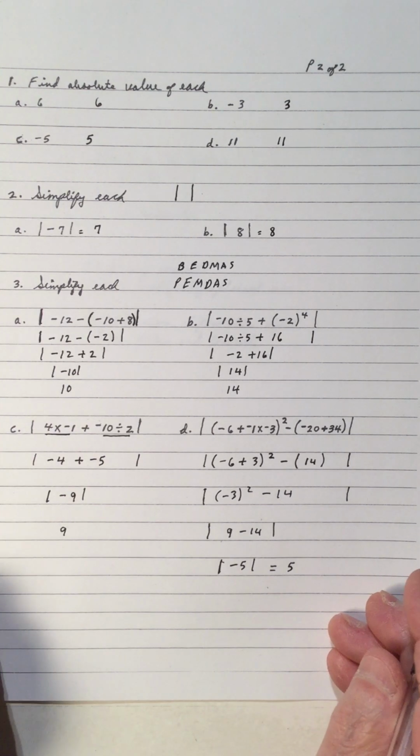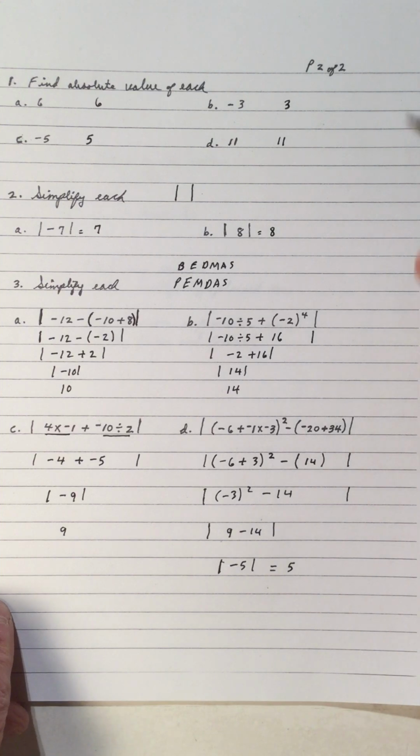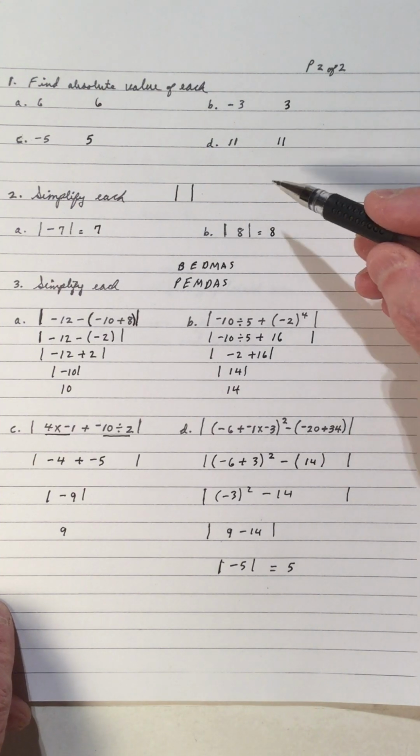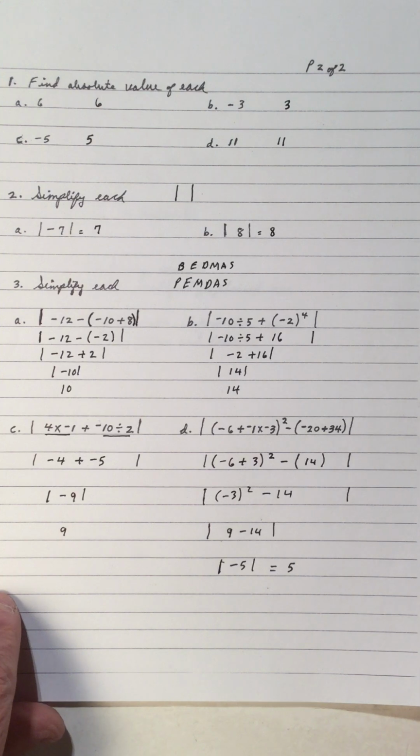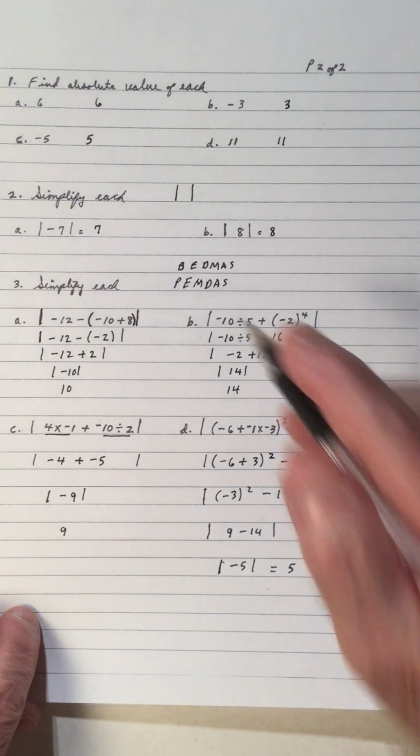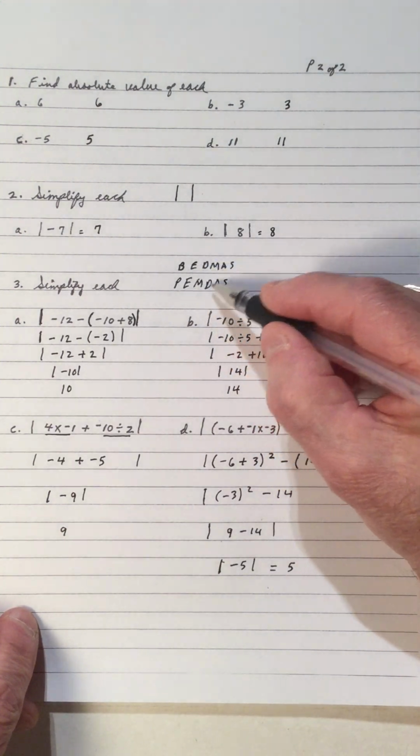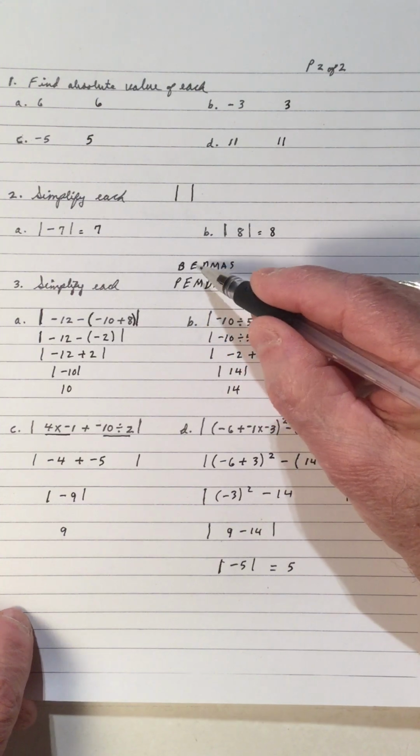So I did a review of absolute value, which is the distance from the origin, which is always positive. And I did some PEMDAS or BEDMAS. It's extremely important when we do math to know this order of operations.